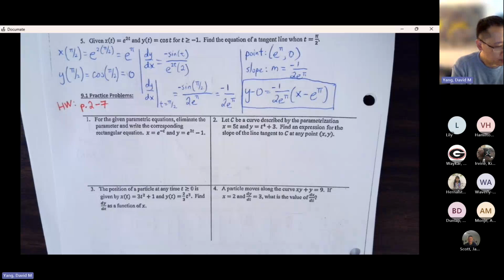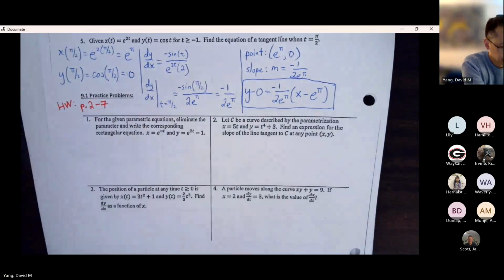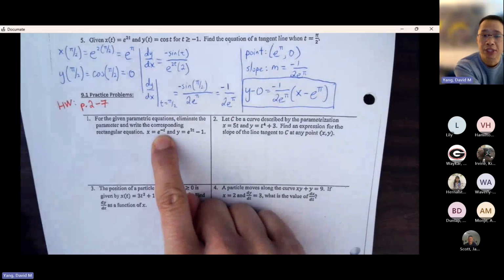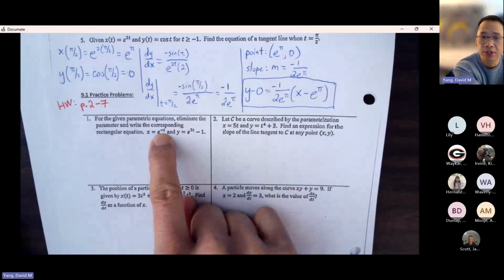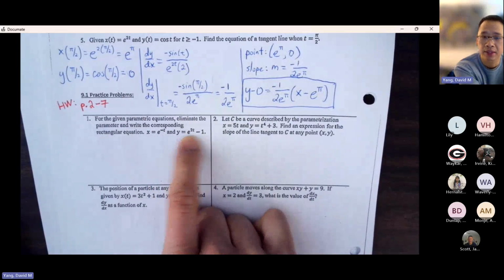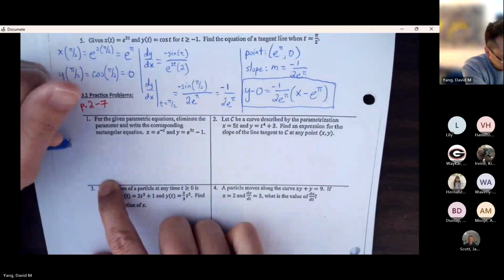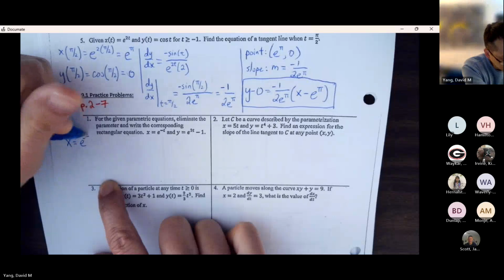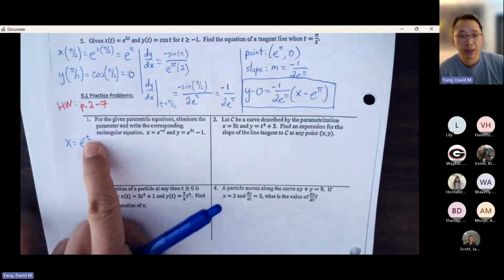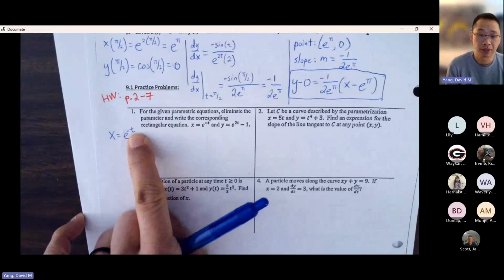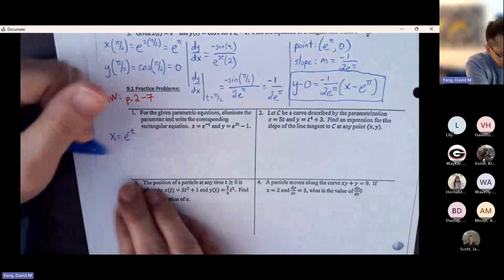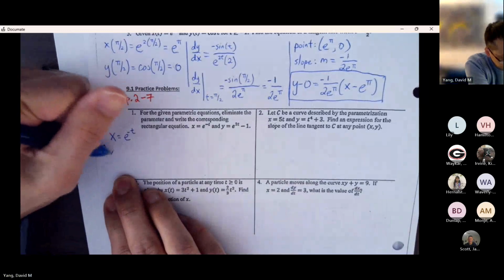Right. So number one, for the given parametric equations, eliminate the parameter and write the corresponding rectangular equation. So I'm going to try to solve for t. I think it's easier to solve for this one. This is less going on than this. So if I want to solve for t, I have to find a way to bring that t down. And anytime I want to bring an exponent down, I can involve natural log to help me get that to happen. So I'll take the natural log of both sides.